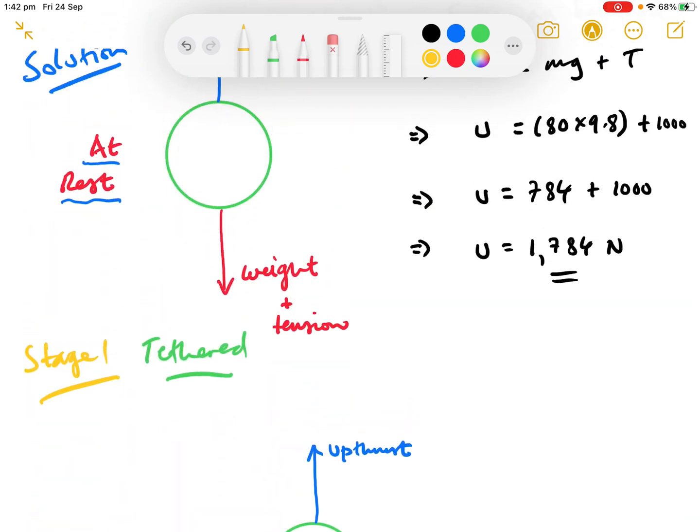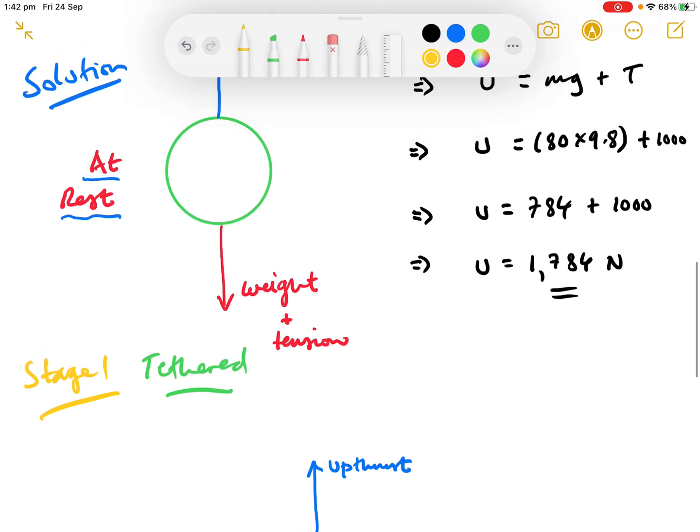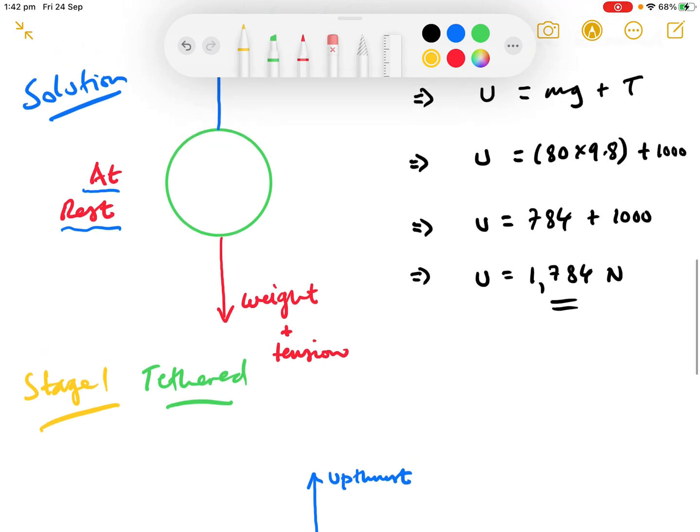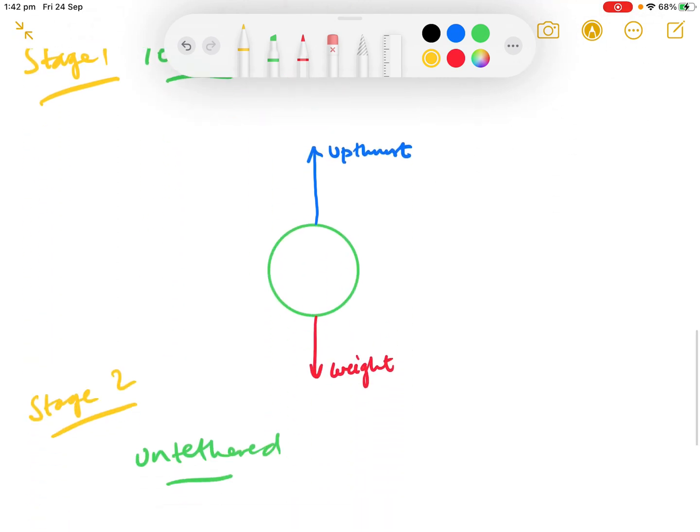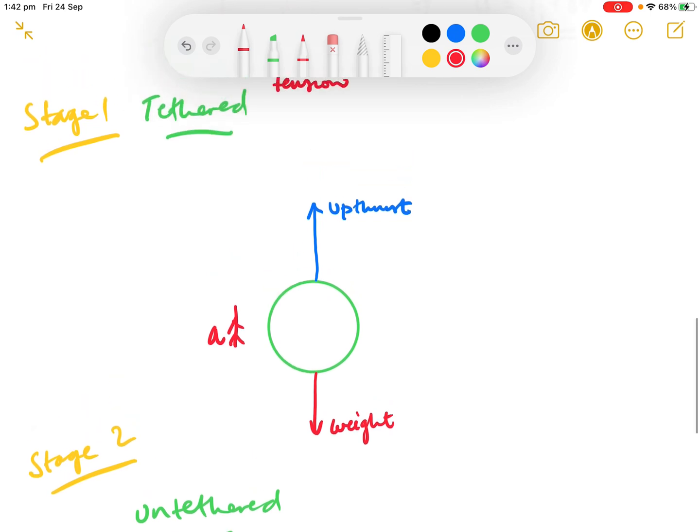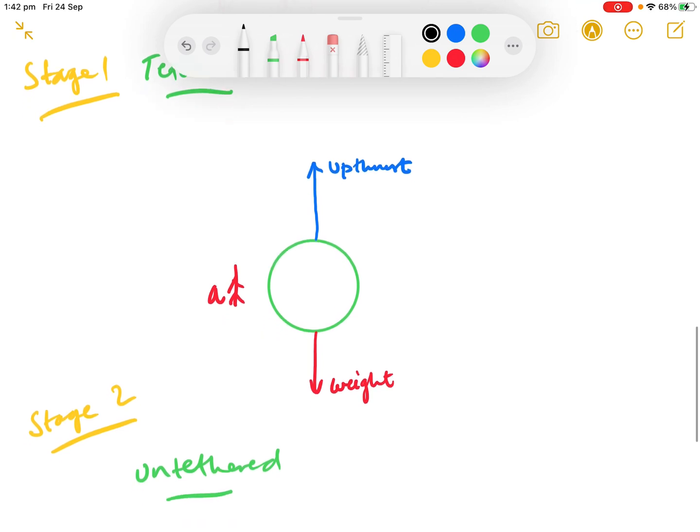Now that up thrust we know is 1,784 newtons. The weight itself is only 784, so we know the up thrust is bigger. So there is indeed going to be an unbalanced force up the way, which will lead to an acceleration, and that's what we're now going to find. So we now know that the forces are unbalanced after the rope snaps.